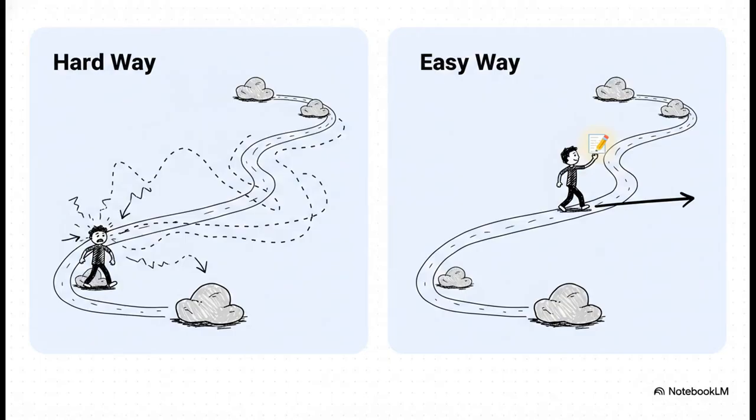Think about it like this. Say you're collecting rocks. The brute force way, the hard way, is every time you find a new rock, you run all the way back to the beginning to compare it with every single rock you've already seen. Sounds exhausting, right? The easy way, the carry-forward way, is to just keep a little note in your pocket that says, biggest rock so far. Now you only have to compare a new rock with that one note. Simple, fast, and way more efficient.